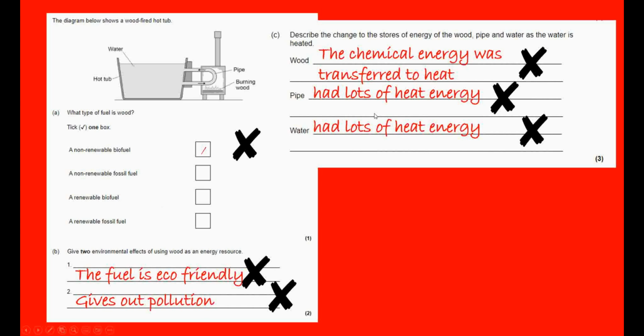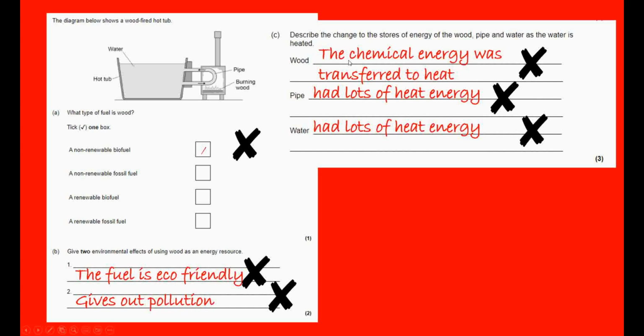B and C, however, I think these are where it gets quite tricksy and quite difficult. Because it says give two environmental effects of using wood as an energy resource. The fuel is eco-friendly. Sure, that's true. It does give out pollution. That's also true. But those answers are not specific enough to get the marks. You cannot get marks for saying eco-friendly. You cannot get marks for saying pollution. You've got to say why it is eco-friendly, or what type of pollution it gives out. And C, even more difficult.